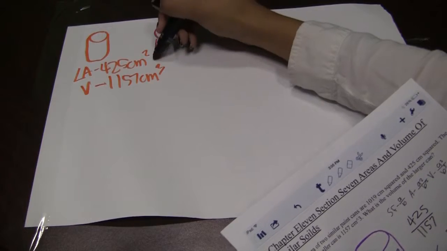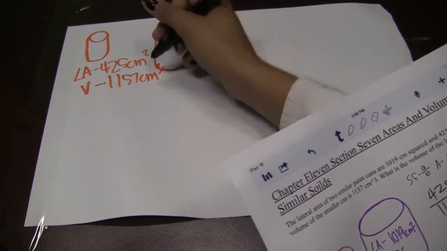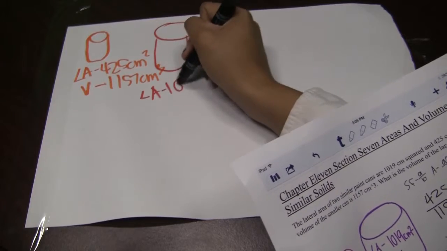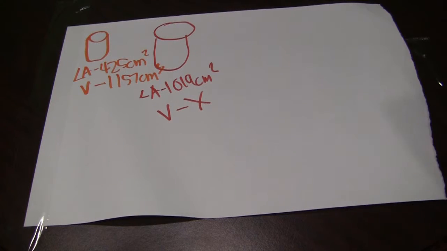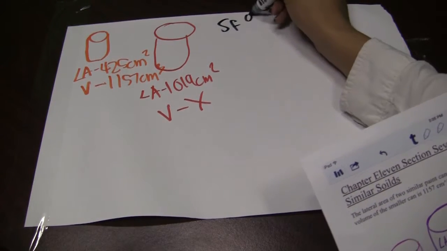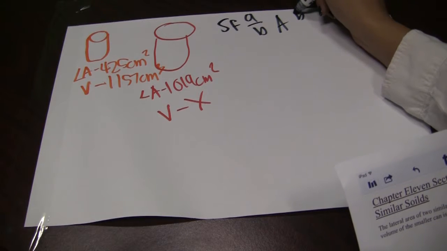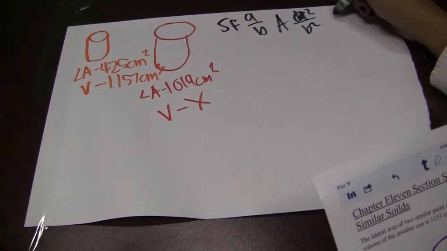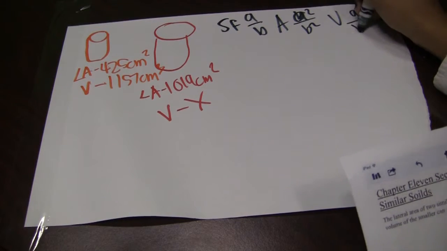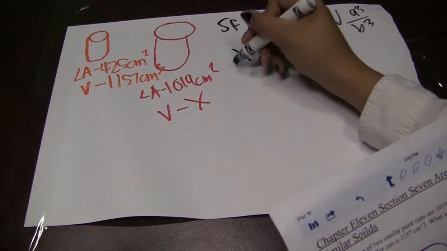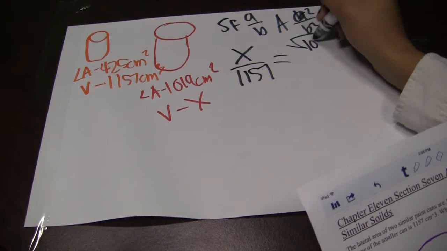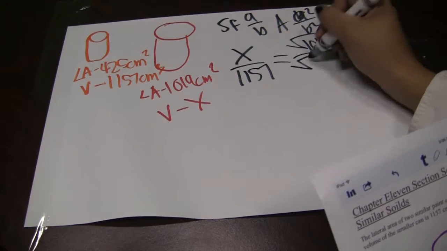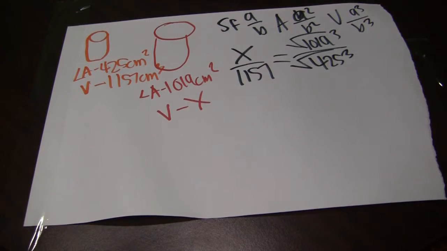Then you're going to draw out the larger one. And for this one, you don't know the volume, so you're just going to put it as x. So remember that scale factor is just a over b. Area is a squared over b squared, and volume is a to the third power over b to the third power. So x over this, since you know both of the volumes, and you're going to make sure that you label it like this. So when you put it in your calculator, it's just easier for your mind to process.